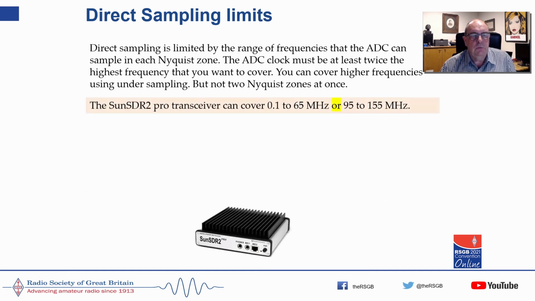For example, the SunSDR Pro transceiver can cover from 0.1 to 65 megahertz, or it can undersample and cover from 95 to 155 megahertz. So this transceiver can cover the HF bands, including 6 meters, and the 2 meter band, but it can't cover the 2 meter band and the HF bands at the same time. You have to choose one or the other.